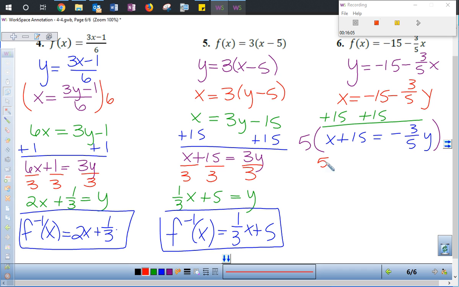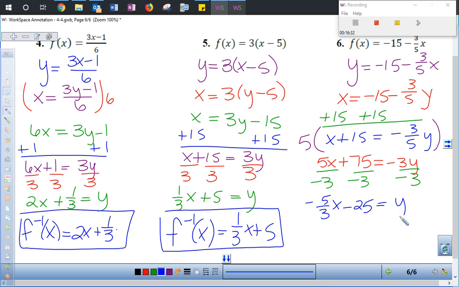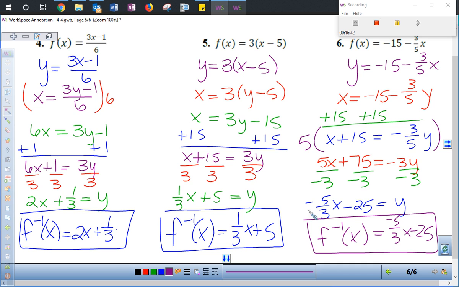Now 5 times x is 5x. 5 times 15 is 75. And 5 times negative 3/5 is a negative 3y. Then we can divide each term by negative 3. Now 5 divided by negative 3 is negative 5/3 x. 75 divided by negative 3 is a negative 25. And negative 3y divided by negative 3 is y. So I have f inverse of x equals negative 5/3 x minus 25. And that's all there is to it.